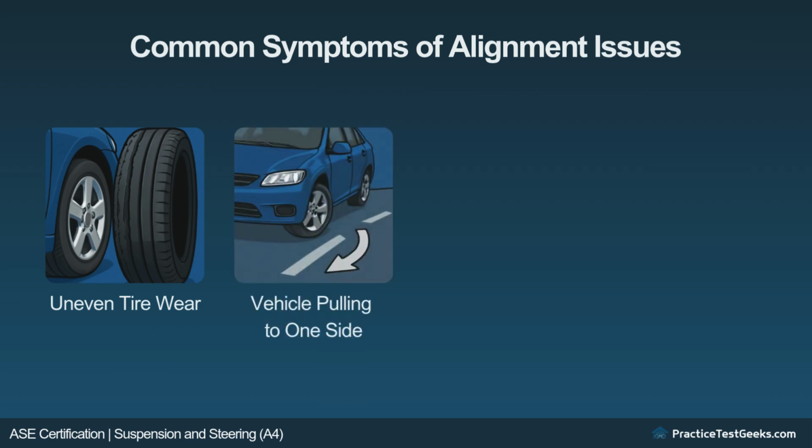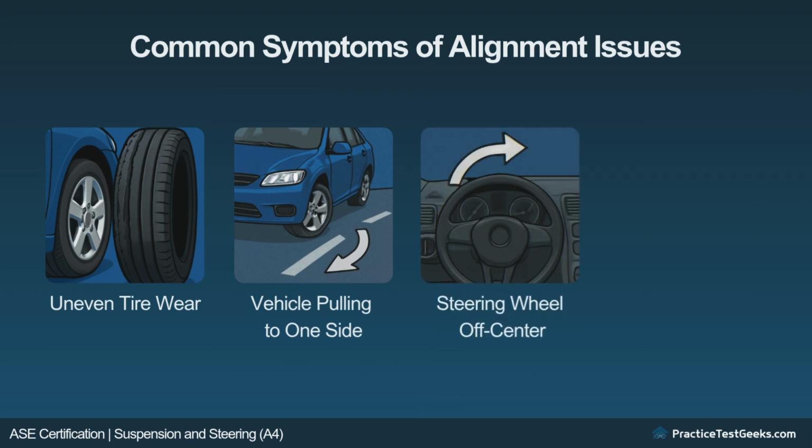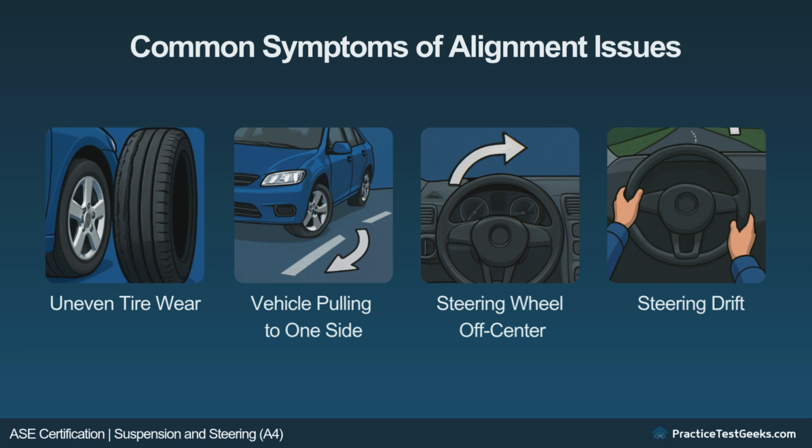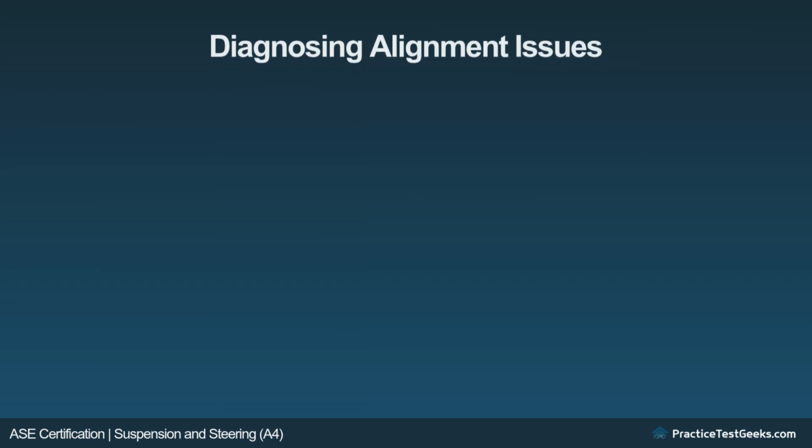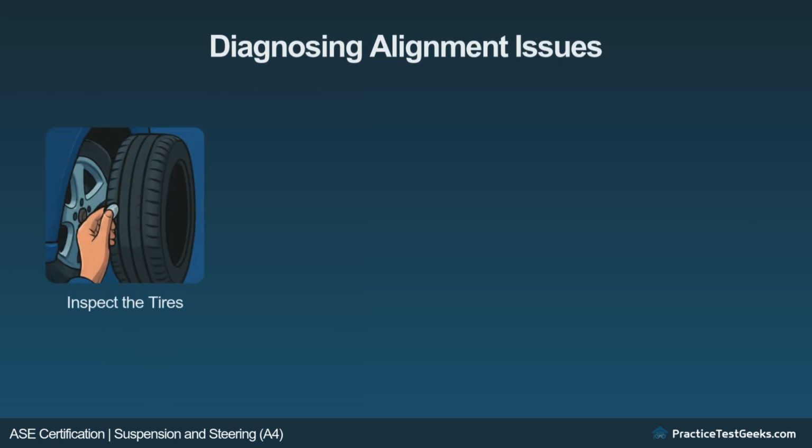The vehicle pulls to the left or right, requiring constant steering correction to drive straight. Steering wheel off-center. The steering wheel may be crooked or off-center when driving straight. Steering drift. The vehicle drifts to one side without any input from the driver. Diagnosing alignment issues. Inspect the tires. Check for uneven wear patterns that may indicate misalignment. Common patterns include wear on the inner or outer edges of the tire, or a cupped pattern.